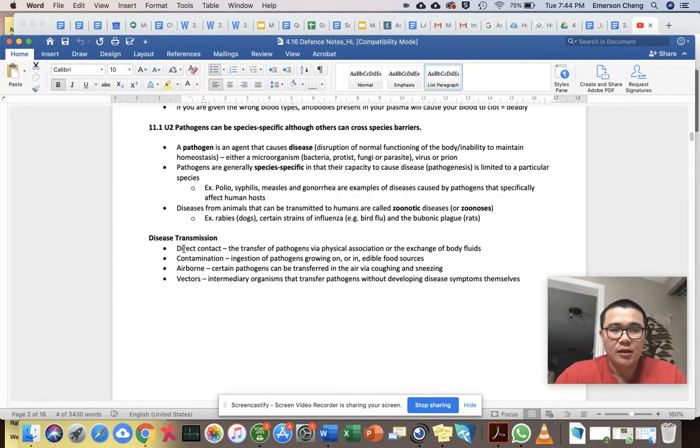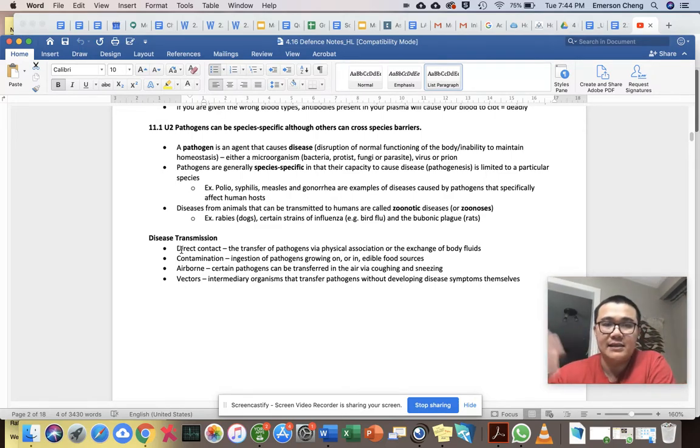Now, disease transmission. How are some diseases being spread? For example, a couple of them. Direct contact, so that's physical association of bodily fluids. You have contamination, so usually you will be eating the pathogen through your mouth, maybe from a food source or something like that. Could be airborne, so by sneezing and coughing.